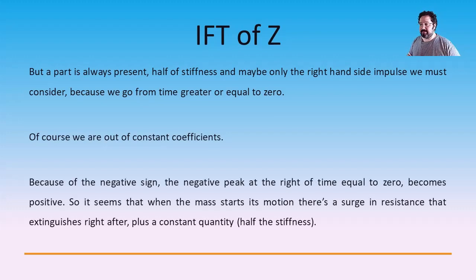Because of the negative sign, the negative peak at the right of the time equal to 0 in the image you saw earlier becomes positive. So it seems that when the mass starts its motion, there's a surge in resistance that extinguishes right after, plus a constant quantity of the stiffness. This is maybe related to the model proportional damping, but somehow here I expressed what is exactly in time domain.